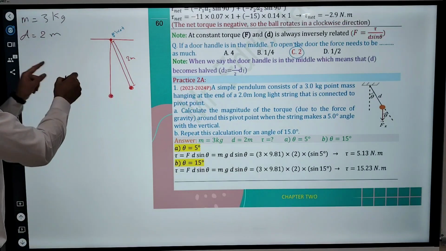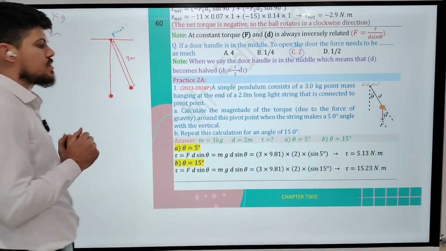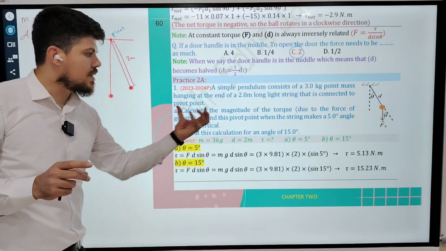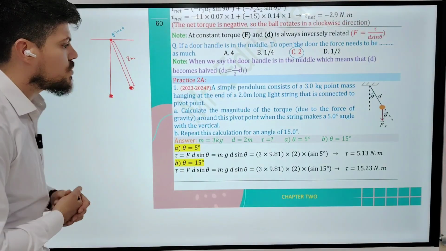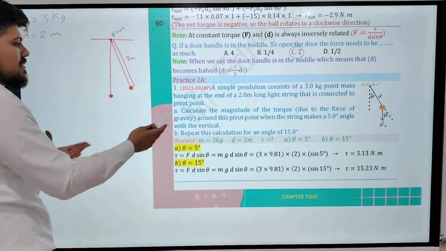So this bulb is rotating because of the gravitational force. So in that case, the gravitational force produces torque. We have two unknowns in this question. A, calculate the magnitude of the torque due to the force of gravity. Due to the force of what? The gravity. Why? Because mass is given.